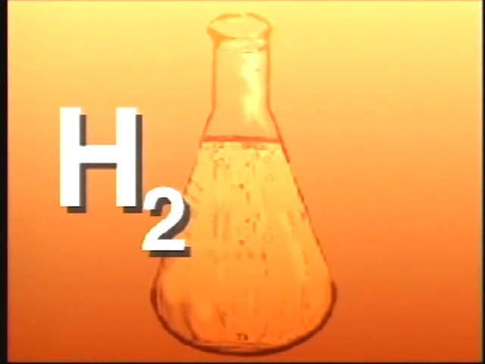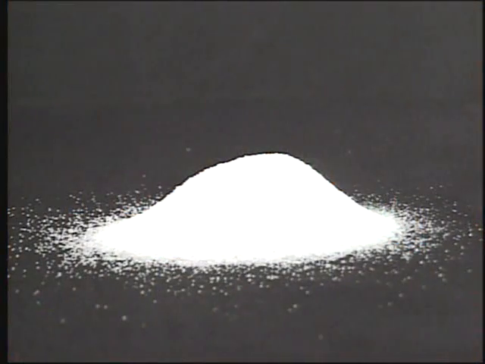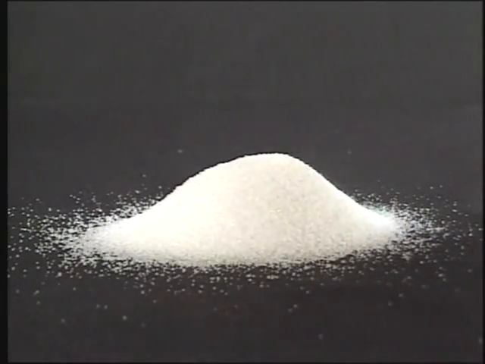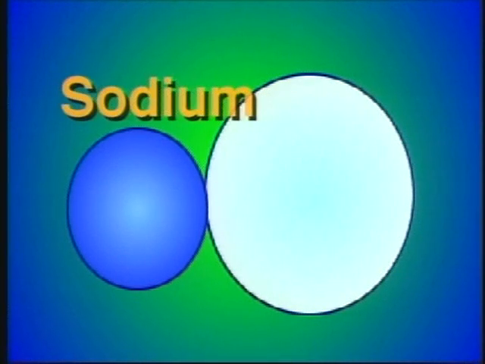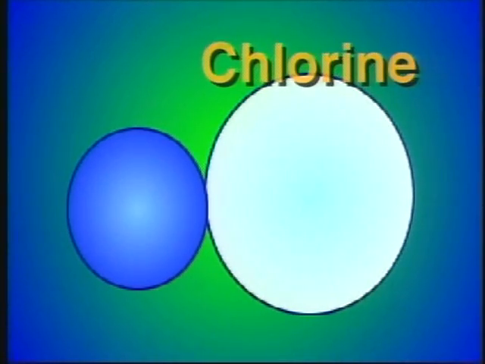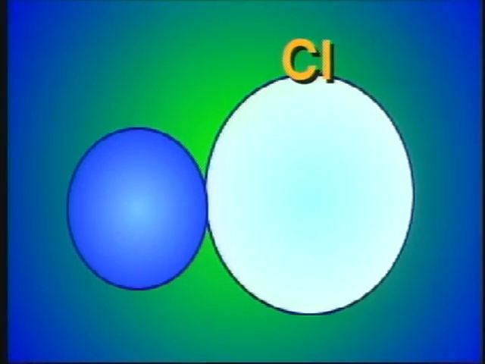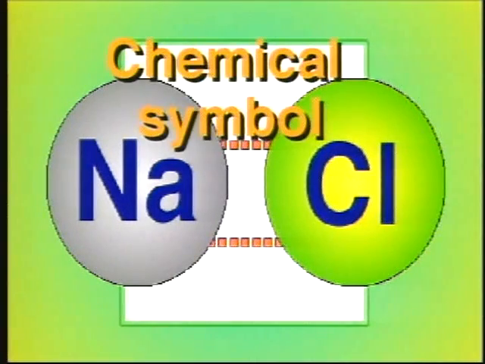We can use these letters or symbols to represent compounds in which two or more elements are combined to form a new substance. Let's go back to the substance salt, which contains sodium and chlorine. The symbol for the element sodium is Na, and the symbol for chlorine is Cl. We can combine the two groups of letters to form NaCl. This is the chemical symbol or formula for salt.